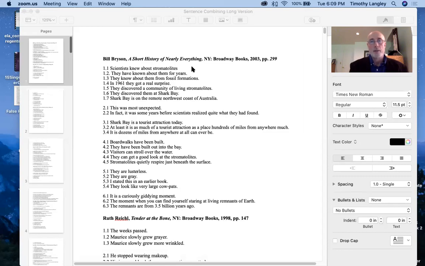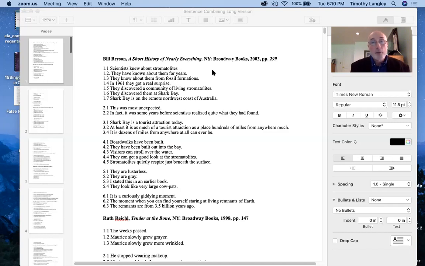Let's just do two. You see sentence 1.1 and 1.2. Scientists knew about stromatolites, and they have known about them for years. Now, I just want you to think in your mind, how would you join those two sentences into one sentence that is not a run-on? If I just stuck them together with nothing to join the two, I've got a run-on sentence. How would you fix that?